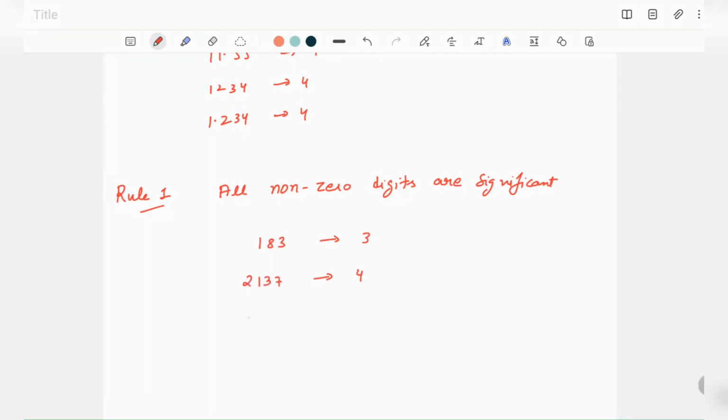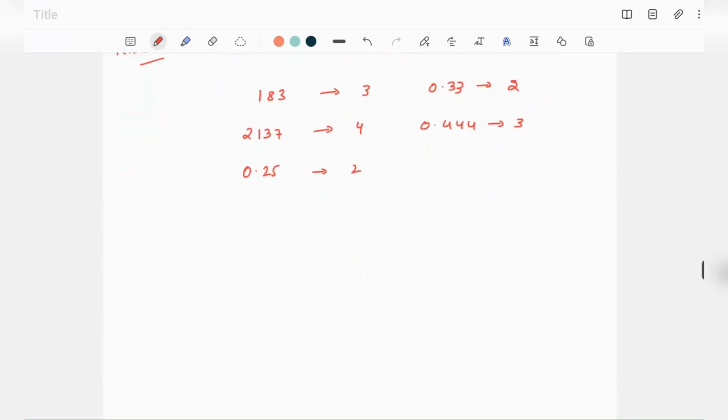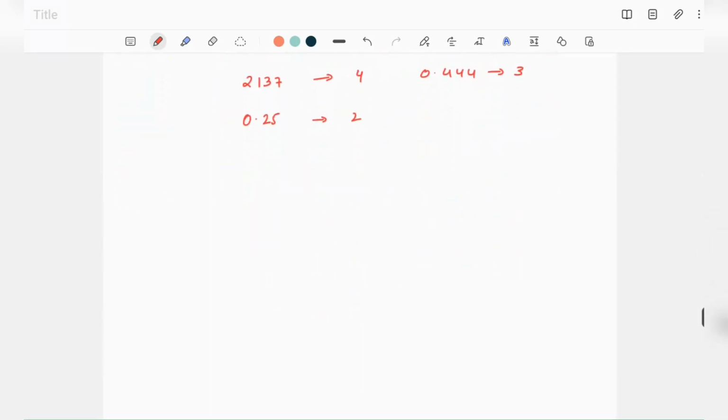If I give you 0.25, there are 2 non-zeros. One is 0, remember that. So important digits are only 2. Significant figures are only 2. We will not count 0. This is rule number 1. All the non-zero digits are significant. If I write 0.33, there will be 2 significant figures. If I write 0.444, there will be 3 significant figures. Non-zero digits will be the significant figures. Very basic rule number 1. Let's see rule number 2.